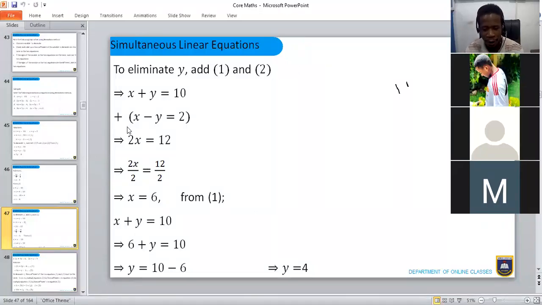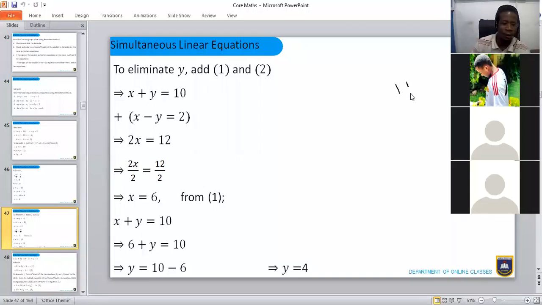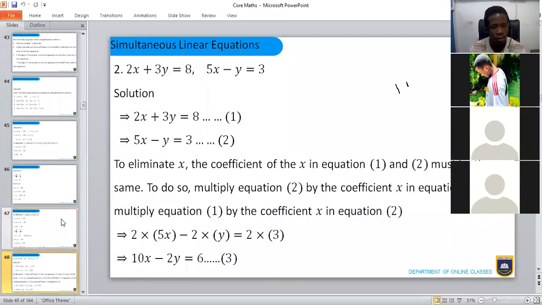Any questions so far? All right. In the absence of any question, we continue. Let's look at example 2.